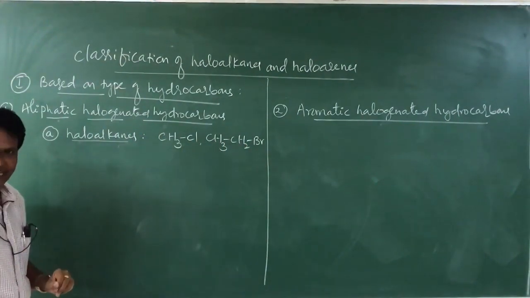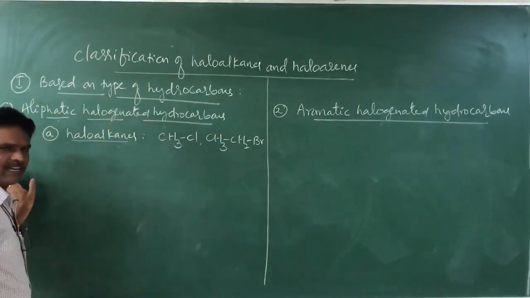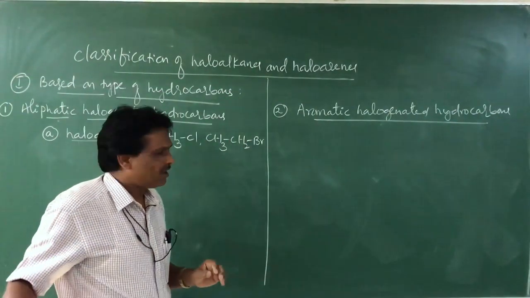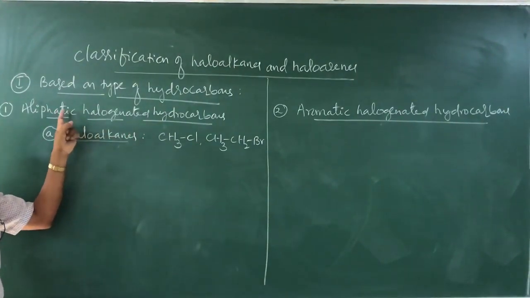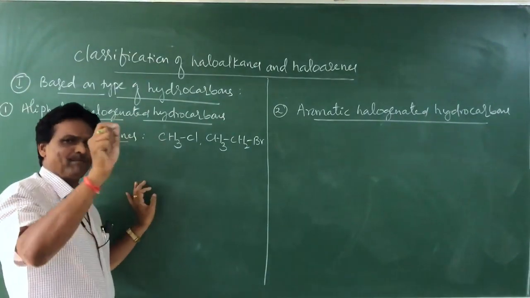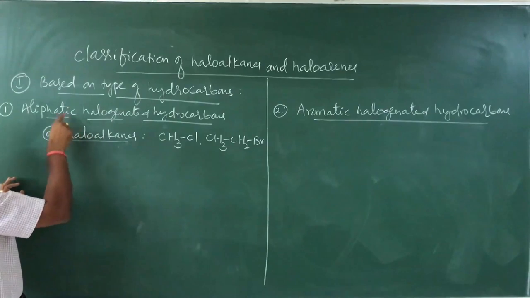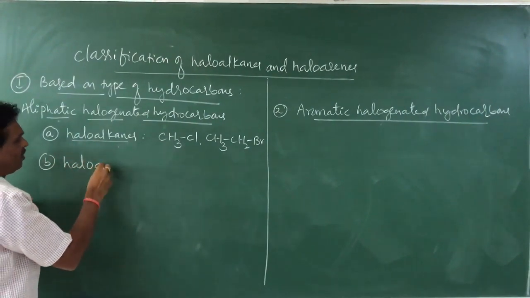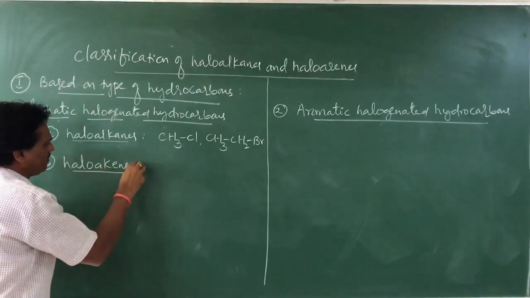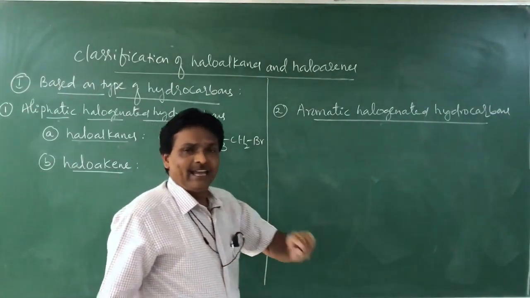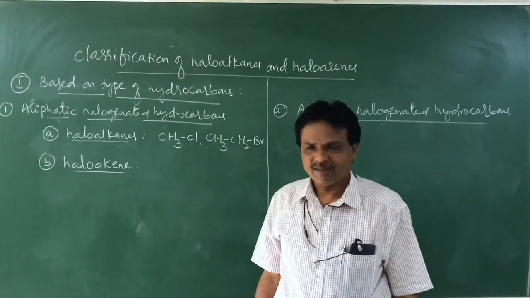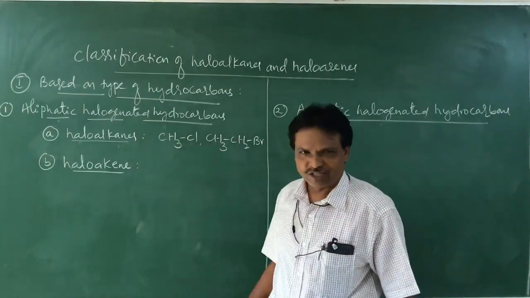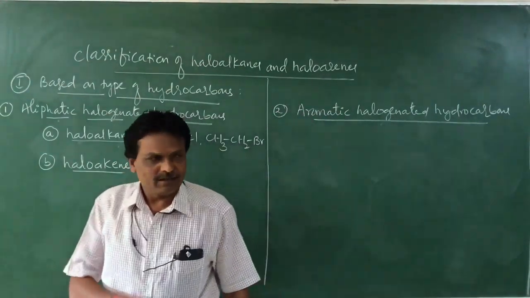They are haloalkanes, which come under aliphatic halogenated hydrocarbons, all alkanes. Alkanes have open chain structural compounds. So open chain structural hydrocarbons are called aliphatic compounds. Aliphatic means open chain structural compounds. So one is haloalkane, which comes under aliphatic halogenated hydrocarbon. Second one is haloalkene. Haloalkanes are the halogen derivatives of alkanes. Monohaloalkanes: one hydrogen atom of alkane is replaced by halogen. That is haloalkane.